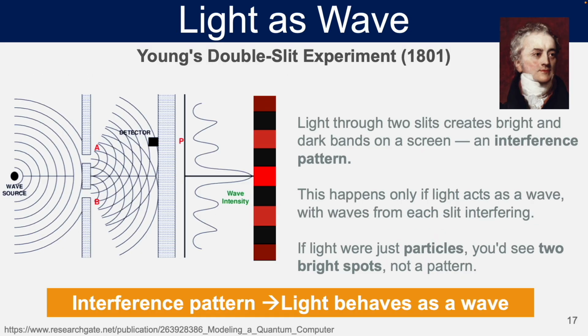Meanwhile, what is light itself? In 1801, Thomas Young performed his famous double slit experiment. He passed light through two tiny slits, and instead of two bright spots, he saw an interference pattern, alternating bright and dark fringes. This was only possible if light behaved as a wave. The waves from the two slits overlapped, sometimes reinforcing each other, giving bright bands, sometimes cancelling, giving dark bands. If light were only particles, you would simply see two bright dots.